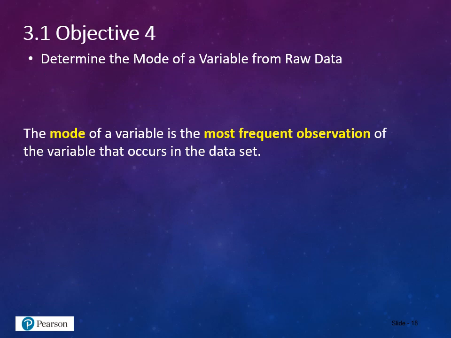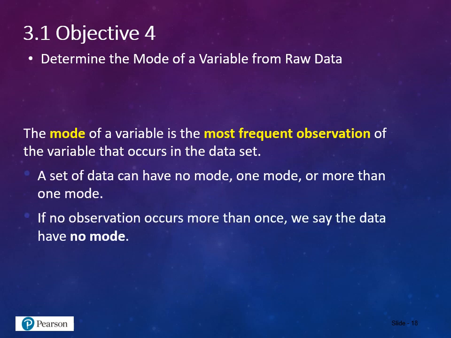Our next objective is to determine the mode of a variable from the raw data. This is really straightforward as well. The mode of a variable is simply the most frequent observation of the variable that occurs in the data set. This is the most common answer. So if you're doing a preference survey, the answer that most people pick is the mode. It has to be an identical answer, and that is what's considered the mode. And it may not be anywhere near the mean or the median. It's just the most common, the most frequent choice or most frequent observation in a study.